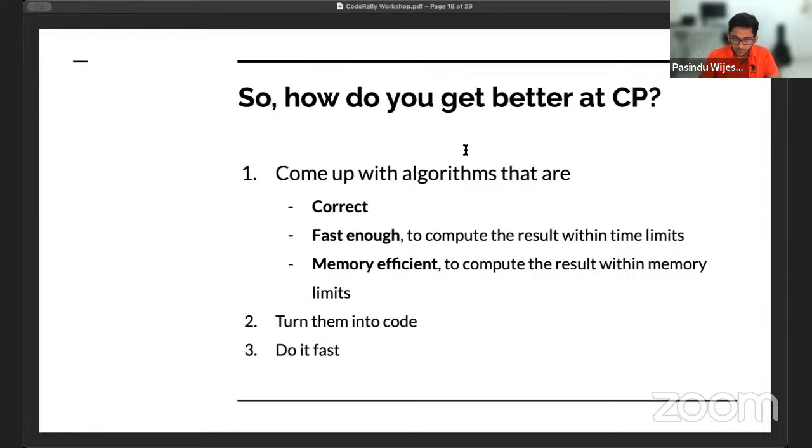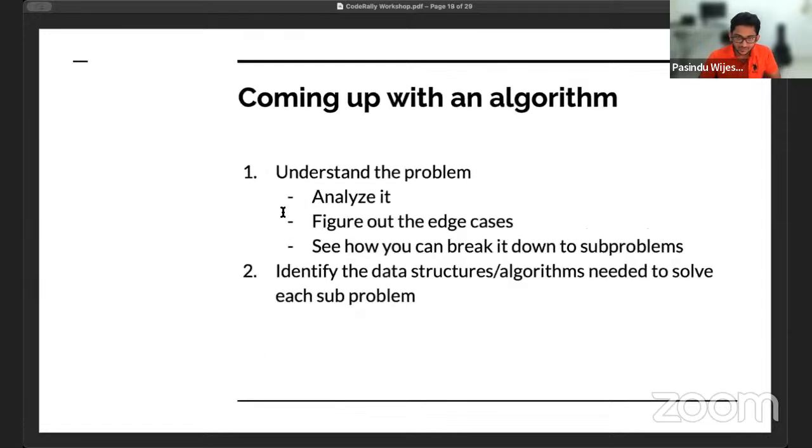So we will put our focus on the first one, because the majority of people get stuck in this step itself without going into the second or the third one, right? Why I mean that is, usually for you to come up with an algorithm, the first step is you need to understand the problem, right? So before you start thinking about solutions, you need to analyze the problem and figure out the edge cases that might be there.